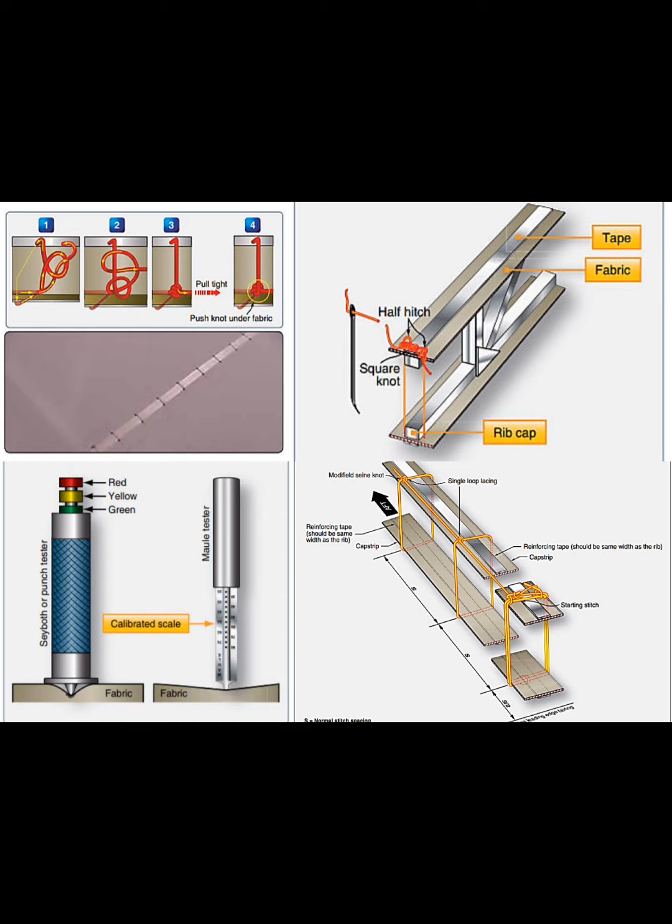What do you call the edge of cloth, tape or webbing that has been woven to prevent unraveling? Selvage edge. What is a selvage edge? Edge of cloth, tape or webbing that has been woven to prevent unraveling.